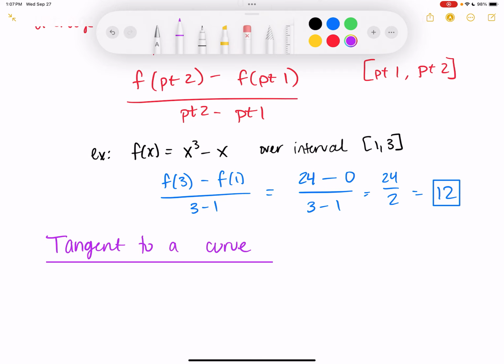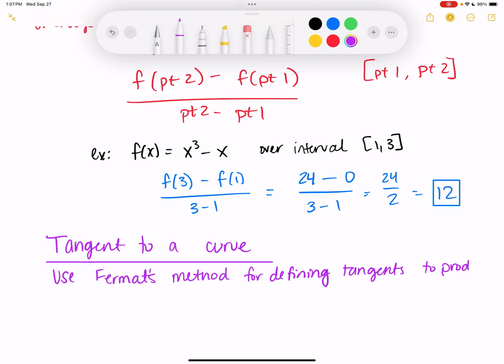All right, I'm going to say this person's name. I think it's a name. I don't know how to say it, so I'm going to say what it looks like. So use Fermat's method for defining tangents to produce formulas for slopes of curves and rates of change.